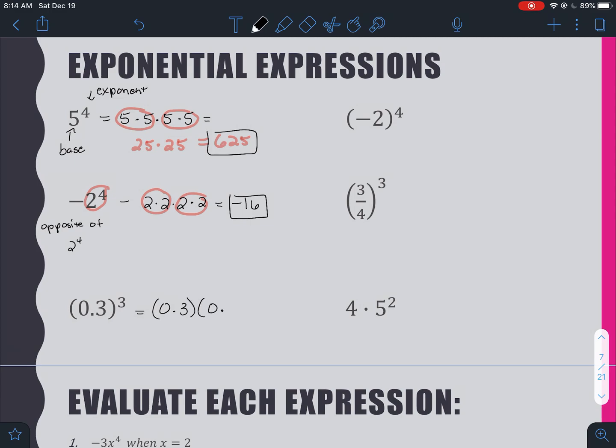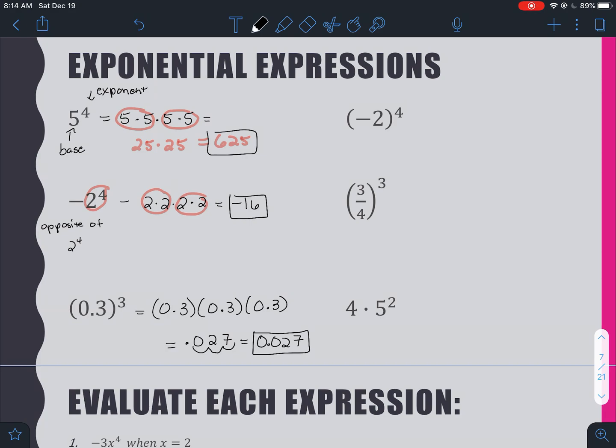0.3 to the 3rd means 0.3 times 0.3 times 0.3. And remember, when you're dealing with exponents, you can multiply them like they're normal numbers. So 3 times 3 times 3 is 27, but you have 3 decimal places, so we need to move the decimal over 3 times. So this is going to end up being 0.027.